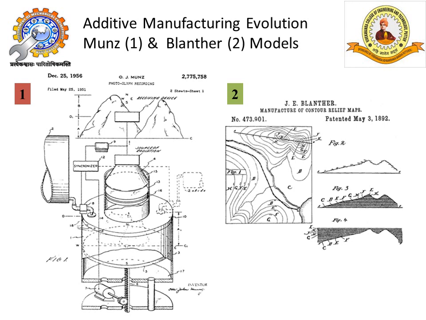And Blanther used it for photo sculpture, creating layers. This is what you could see in figure number 2, there are tiny layers which have been added, either over a positive side or over a negative side.